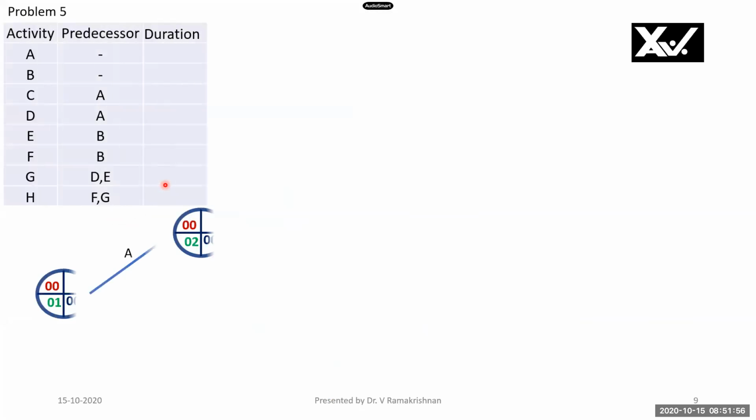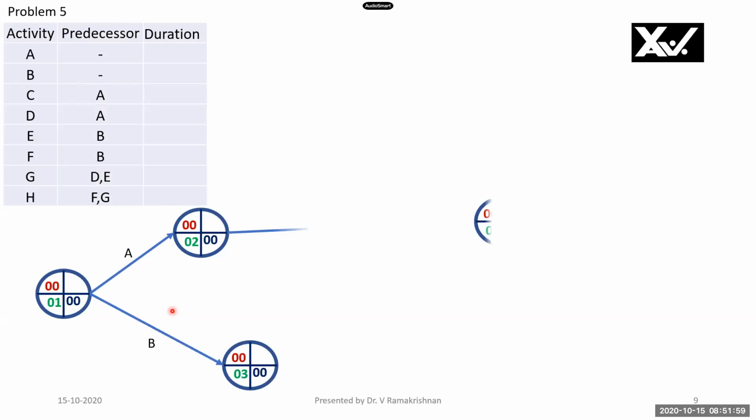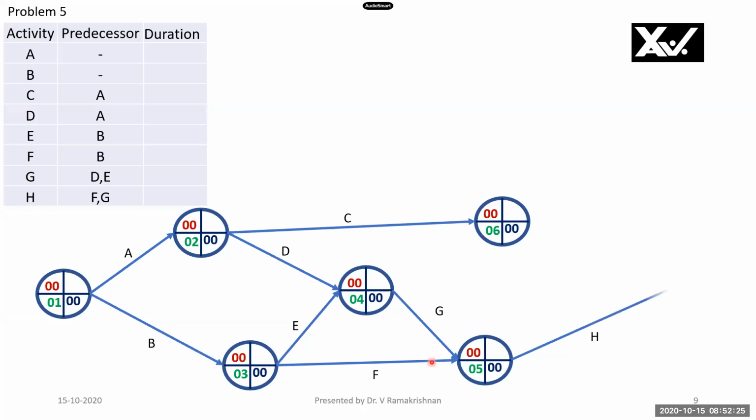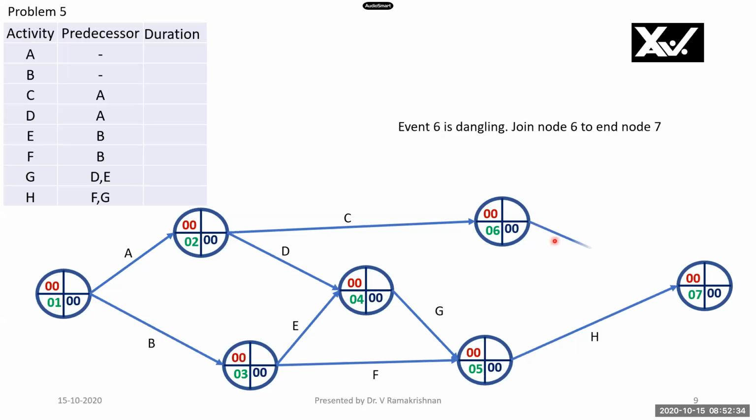We'll go to the next problem. Here A and B are starting activities. C has got A as a predecessor. D and E are combined because D and E are combined predecessors to G. D has got predecessor A, E has got predecessor B, tallies. And G and F are combined predecessors to H. G has got predecessors D and E, ensured. F has got predecessor B, ensured. Please note that E is an arrow upward, therefore it is not a predecessor. Now H has got predecessors F and G. Now this is dangling, therefore I must join this. This completes the project network for this table.